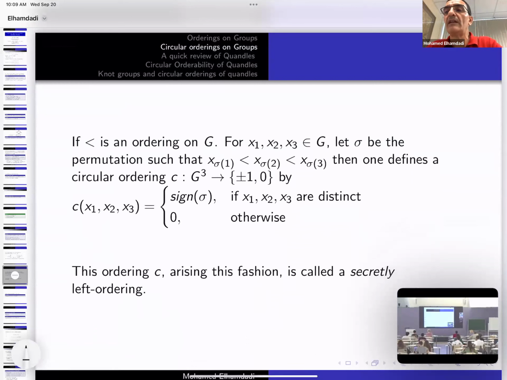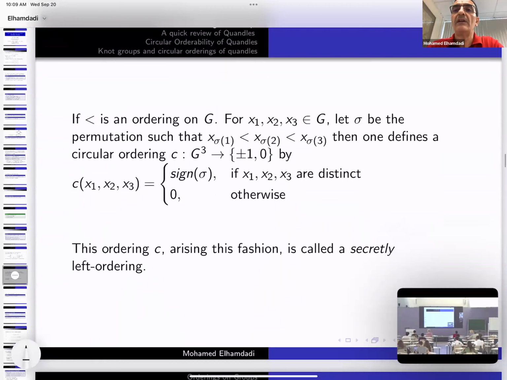An ordering gives a circular ordering, but not the other way. If you have an ordering on a group, you can create a circular ordering. Basically, you just put the elements on a circle, say x, y, z. As long as you go in the same direction, it will be the same result for C.